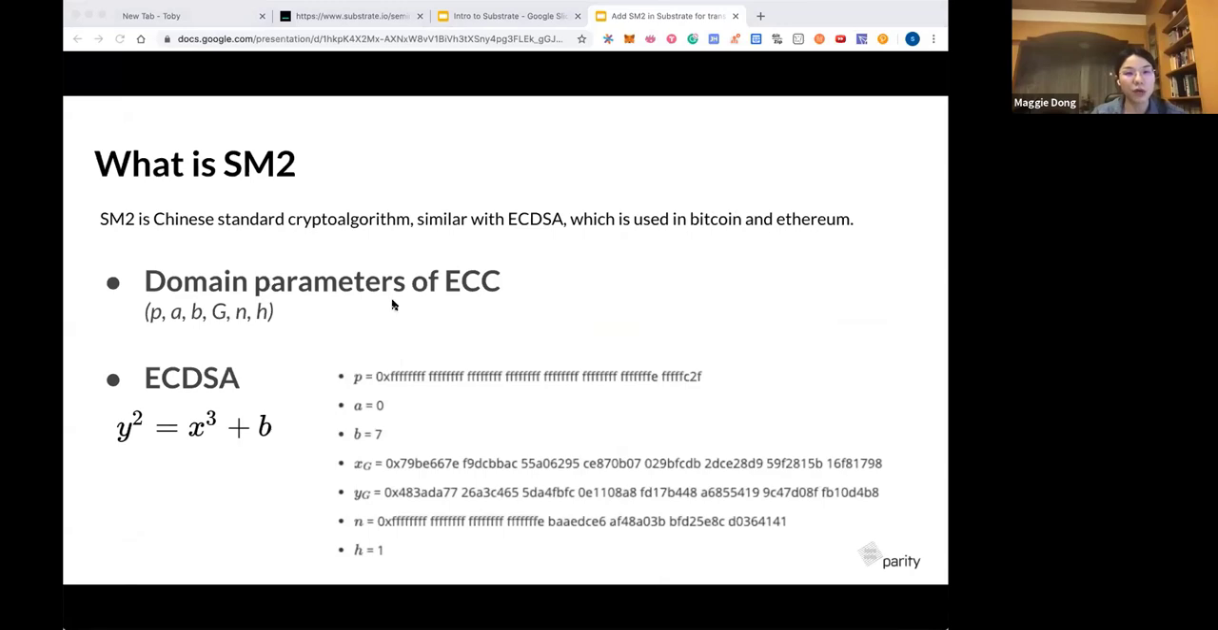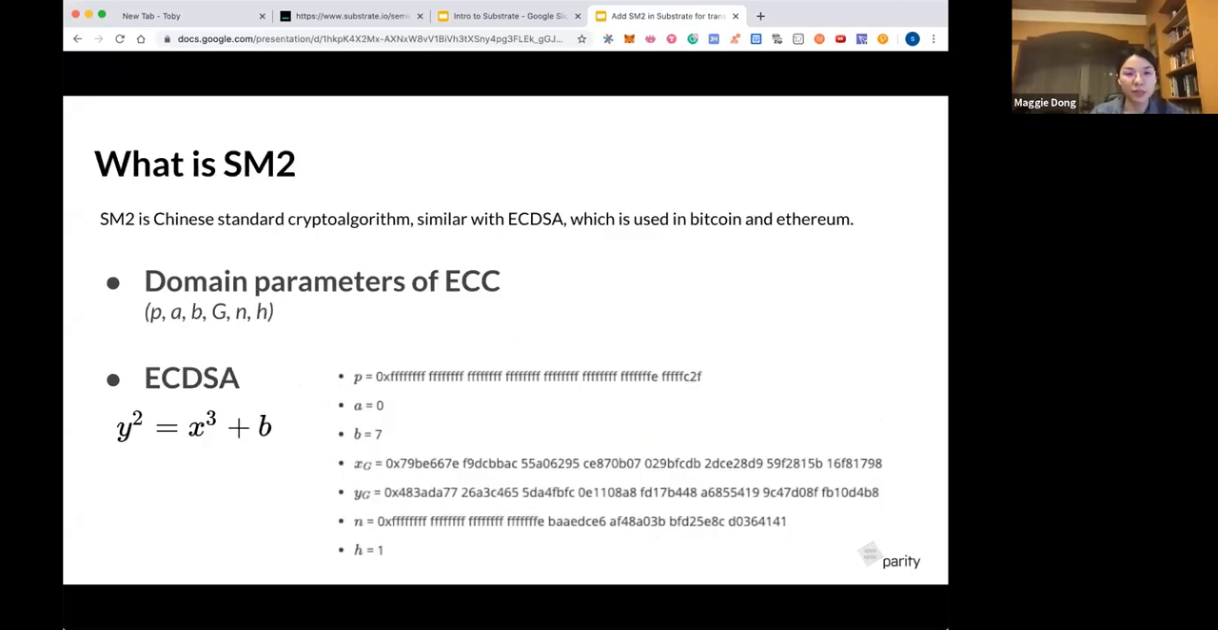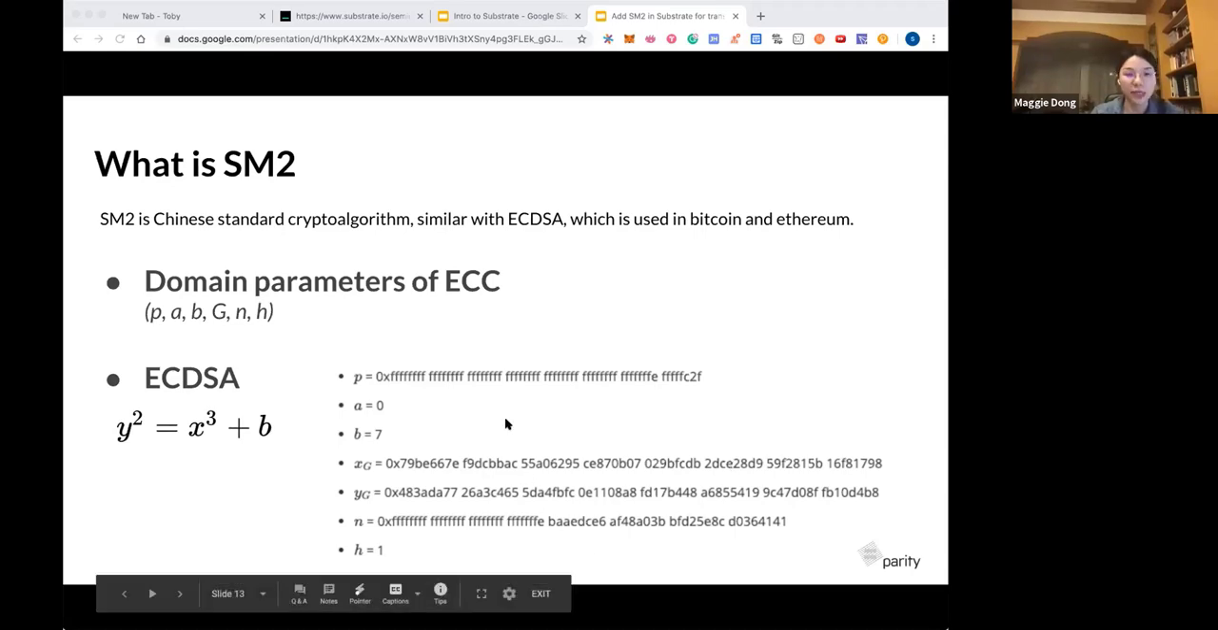Here we can see the domain parameters of the ECC, and that specifies the size of the finite field, and A and B in the formula. G is the base point we just talked about, and N is the order of the subgroup. It's just some mathematical meaning, and we don't need to care about them now.